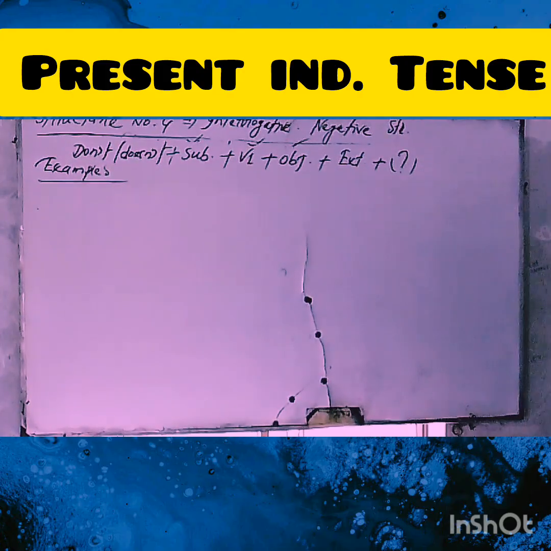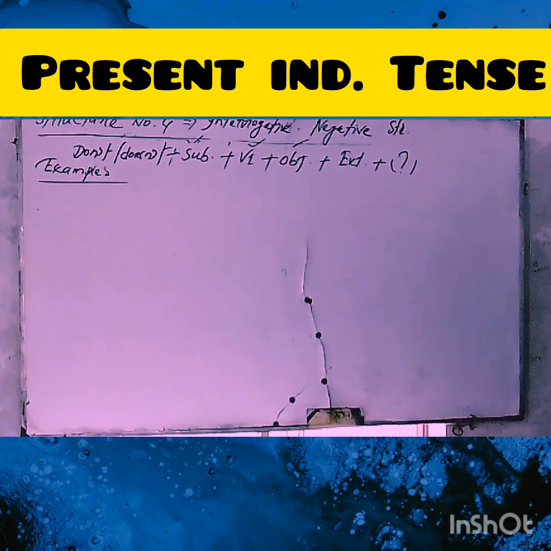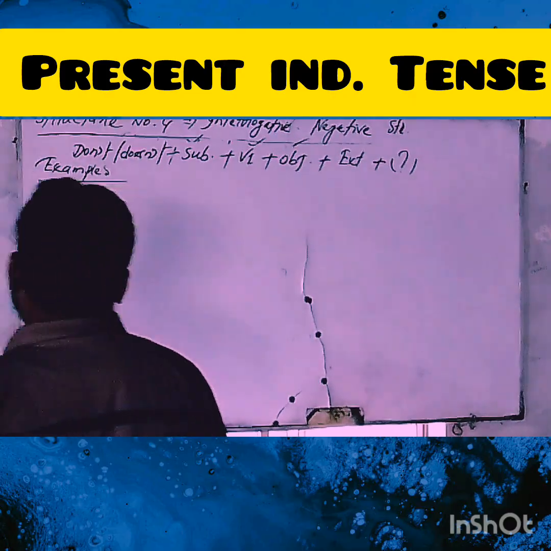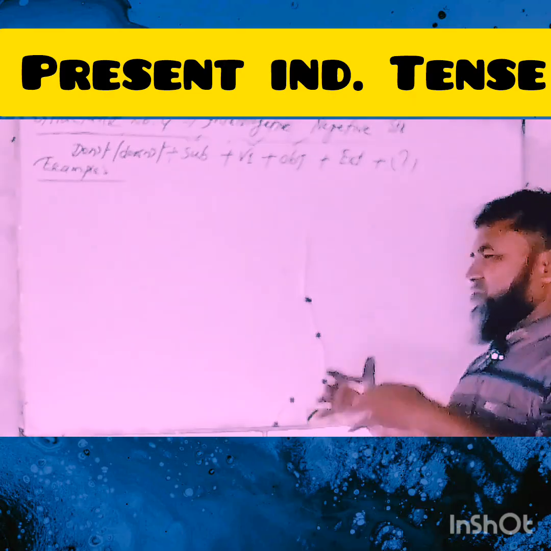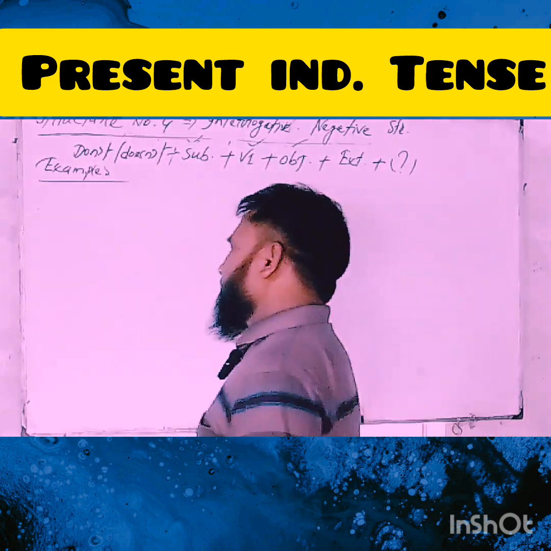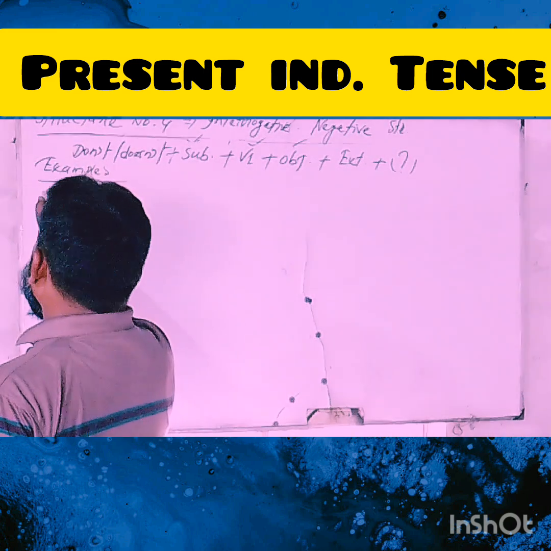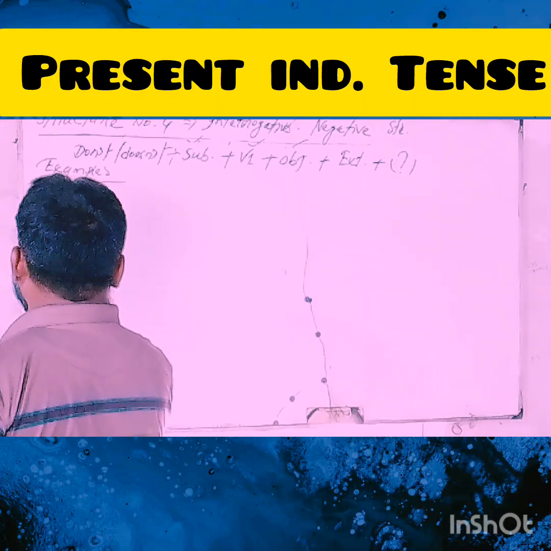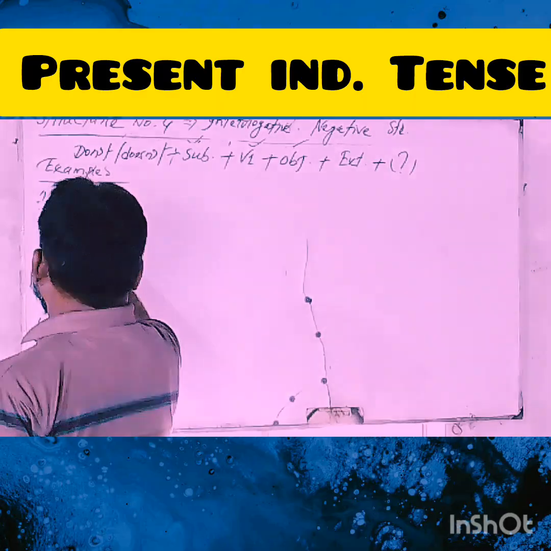What is the structure? The structure is: don't/doesn't plus subject plus V1 form of verb plus object plus extension plus question mark. Now I'm trying to give some examples about this with the reference of the structure, my dear learners. One, two, three, four, and five.